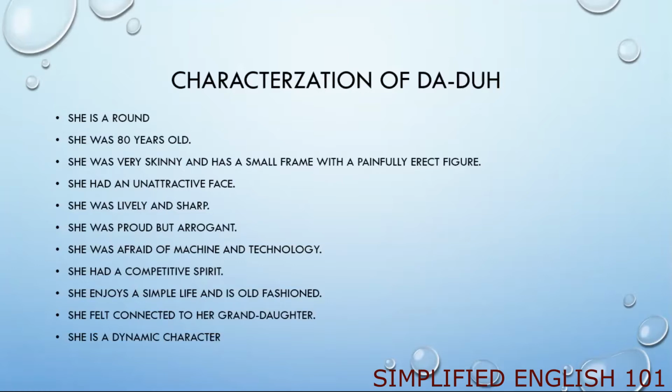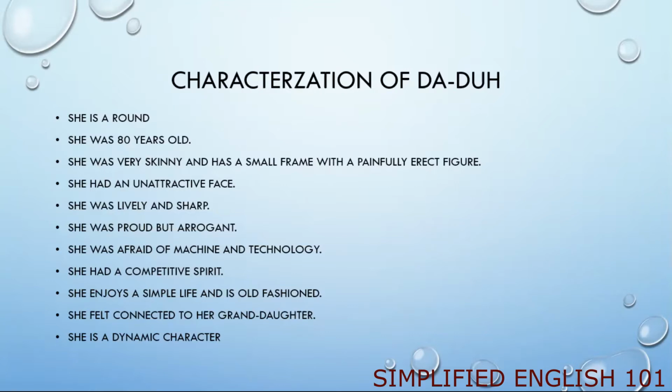Characterization of Da-Duh. She's proud, she's 80 years old, and a list of things I've pointed out for you. I am going to explain these for you in depth, so follow along with me from the pointers given. Da-Duh is both a round and a dynamic character. Why do I say this?